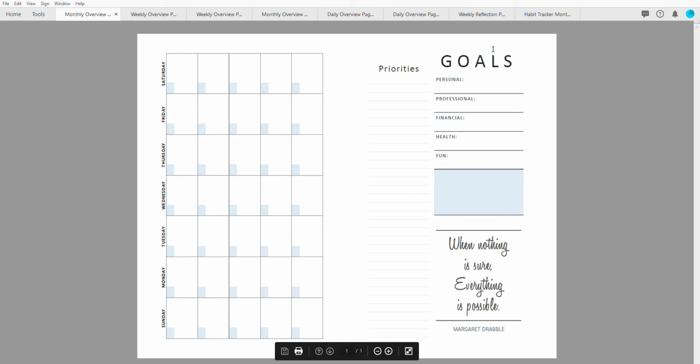Over here we have our goals, and we have 5 different areas that we set goals in. We have our personal, professional, financial, health, and fun. And I really encourage everyone to set a goal for themselves in each of these different areas of your life. I think a lot of times we tend to set goals in work, or in health, usually around weight loss. But I think there's a wider genre of goals that we can work towards.